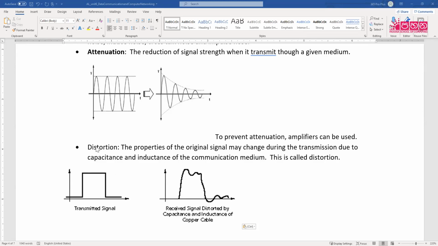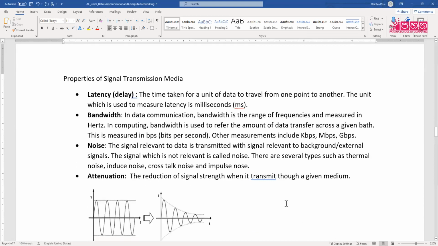Right now, so that's the last one we call distortion. The signal shape might actually change. So let's quickly review what we have done so far. These are the properties of signal transmission media. First of all is latency. That means the time it takes to travel a unit of data from one point to another point, which we call the latency, and it is measured in milliseconds.